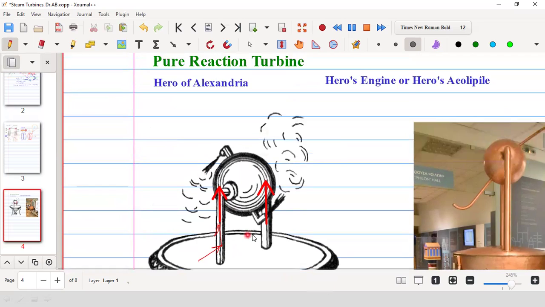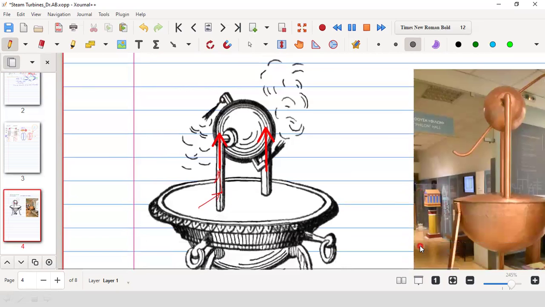These are only for some demonstration or these are only some ideas, okay? But practically, you cannot use it. Or maybe for a very small purpose, for low power production, it may be used. But in case of high capacity power production, you cannot use it.